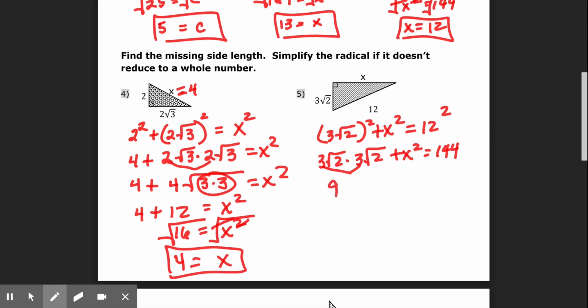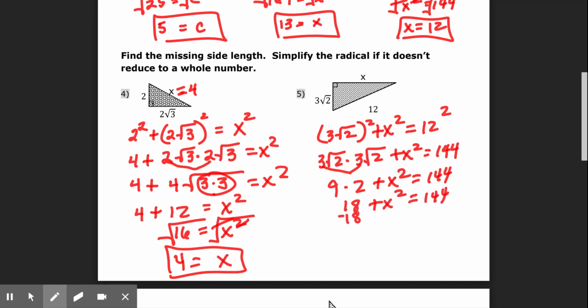Now, just as a little shortcut, you know what happened over here on problem 4 when we had 3 times 3, and that's a pair and it pulls out? Well, the same thing's going to happen with the 2's. If I put them underneath a radical, they're going to be the same numbers, so I circle and bring them out. So basically, it's going to be 9 times 2, and then plus x squared equals 144. So 9 times 2 is 18, plus x squared equals 144.